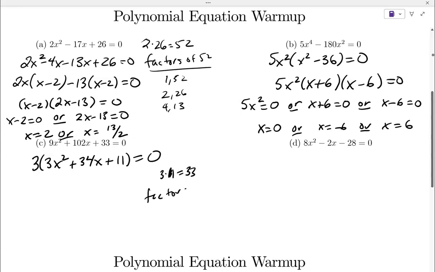Not too many factors of 33, are there? Yeah, 1 and 33 or 3 and 11. So what did you have to use? Yeah, the 1 and the 33. So we've got 3x squared plus x plus 33x plus 11.